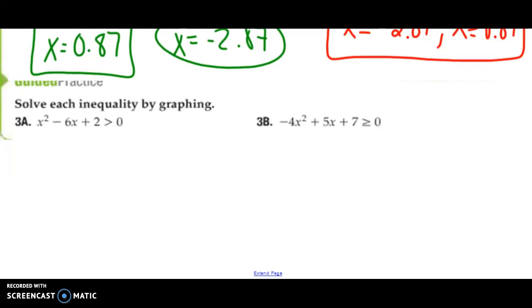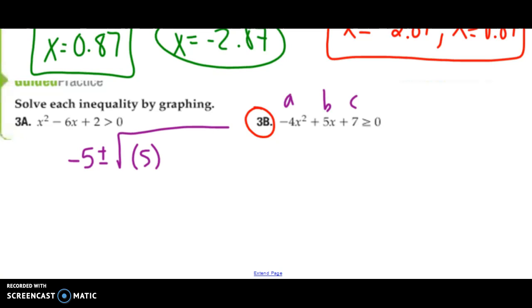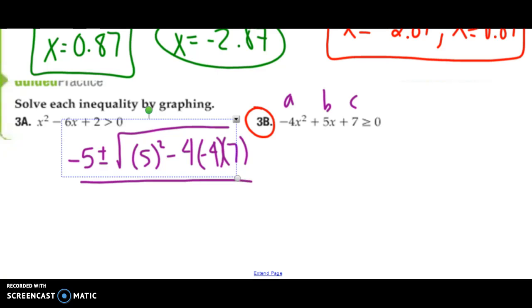Here's a couple guided practice problems that you can try. We'll try letter B. So how we're going to solve this, again, I think the easiest is using the quadratic formula. So our b is 5, a is negative 4, and c is 7. So I put it into the quadratic formula. I get negative 5 plus or minus square root of 5 squared minus 4 times negative 4 times 7, all over 2 times negative 4.